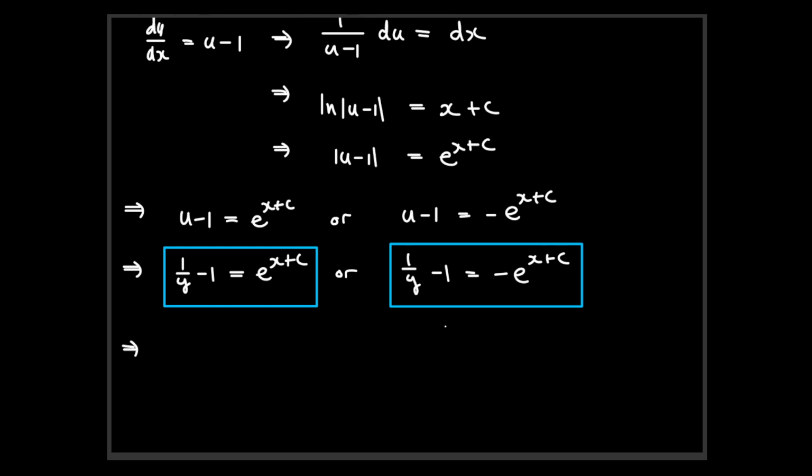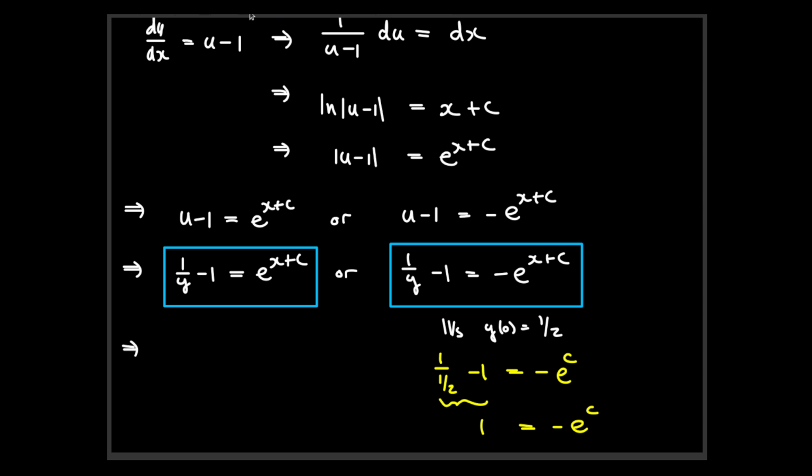Our initial values here are just y of 0 is equal to a half, right? Now let's see, if I plug that into this equation here, what's going to happen? I'm going to get 1 over a half, so y of 0 is a half, minus 1 is equal to negative e to the 0 plus c, which is just c. Okay, so 1 divided by a half is 2, minus 1 is 1, is equal to negative e to the c.